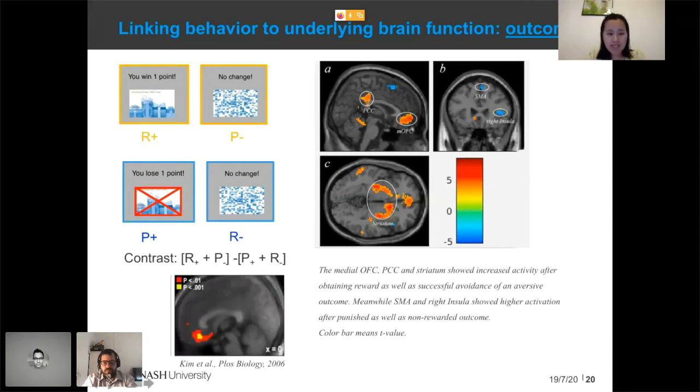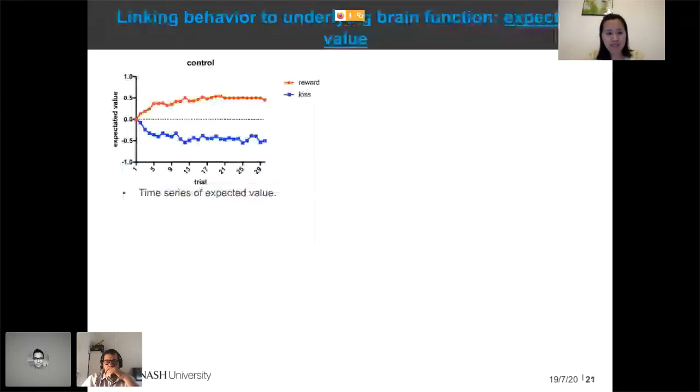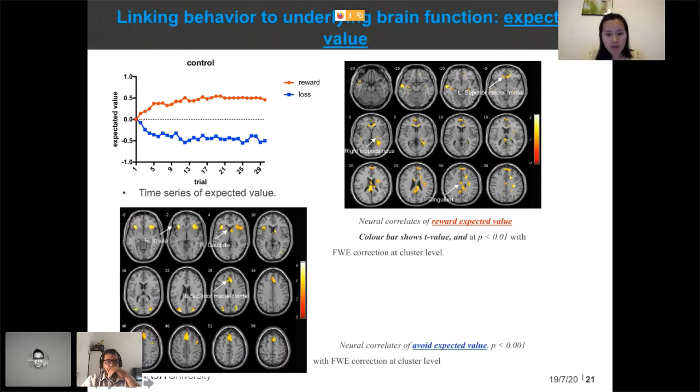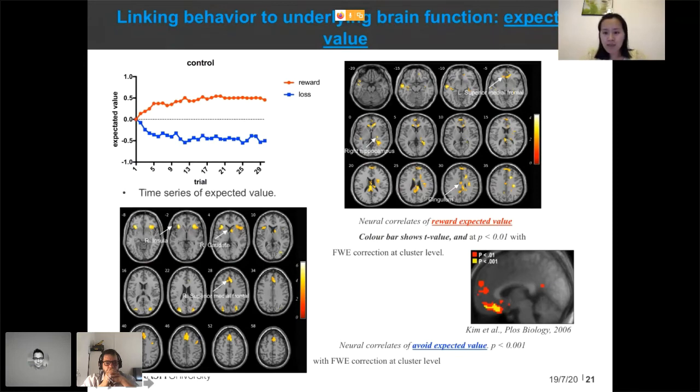While in King's study, it was found that the medial FC showed increased activity after obtaining reward as well as avoiding punishment. Then this is the time series generated from the model under the reward and avoidance condition. After we go through the neuroimaging data, we found that the brain regions, including the left superior frontal, right hippocampus, and bilateral cingulum, correlated with the reward expected value. For the avoid expected value, we found that the bilateral insula, right dorsal striatum, and right superior frontal were correlated with the avoidance expectation value.